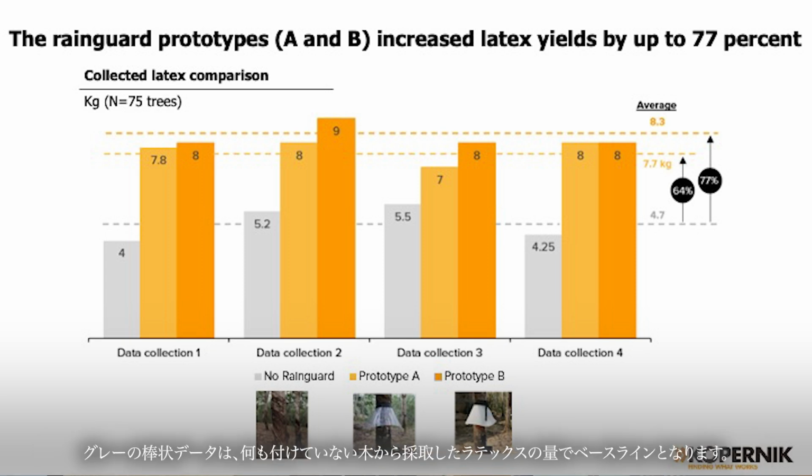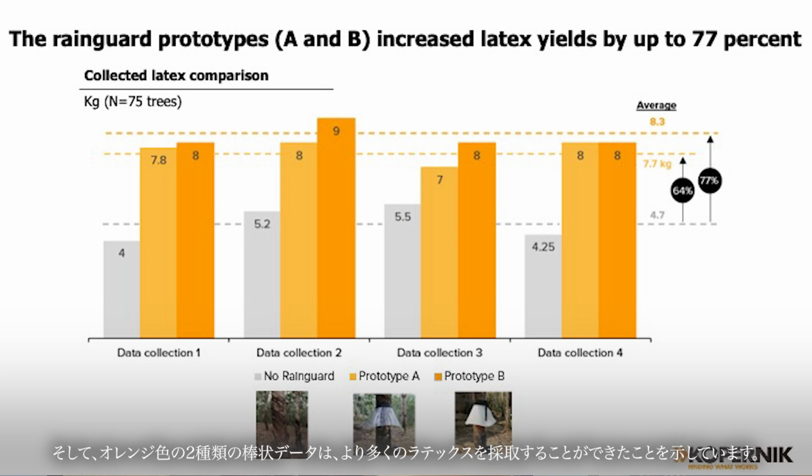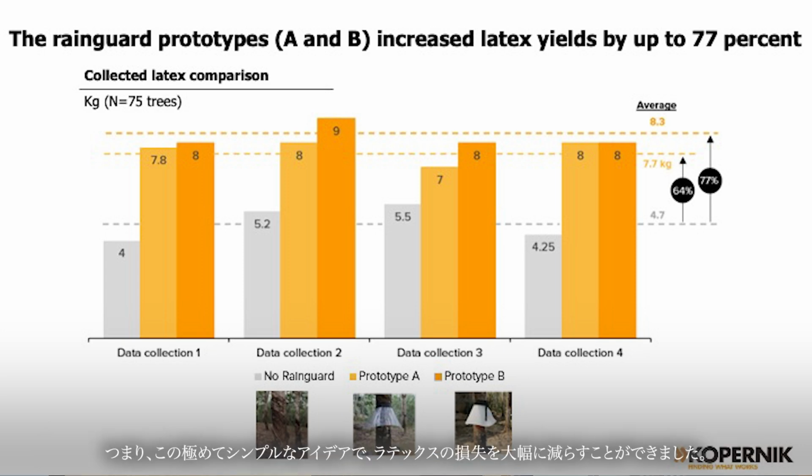The gray bar is the latex from trees without, so basically the baseline. And orange, the 2 different versions, had a lot more latex collected. So this extremely simple idea resulted in a significant reduction in the latex loss.